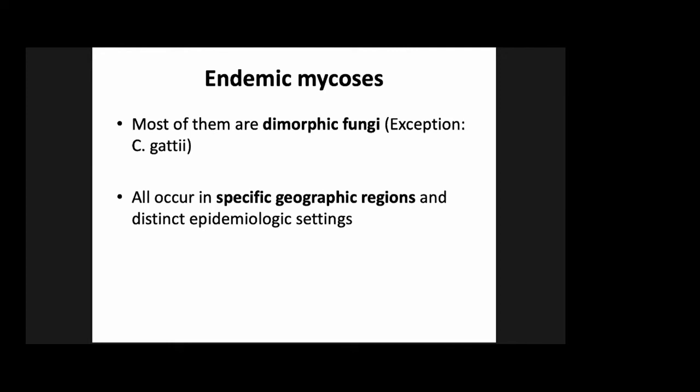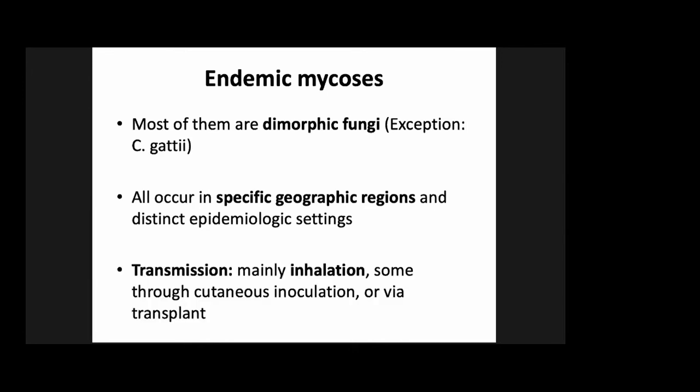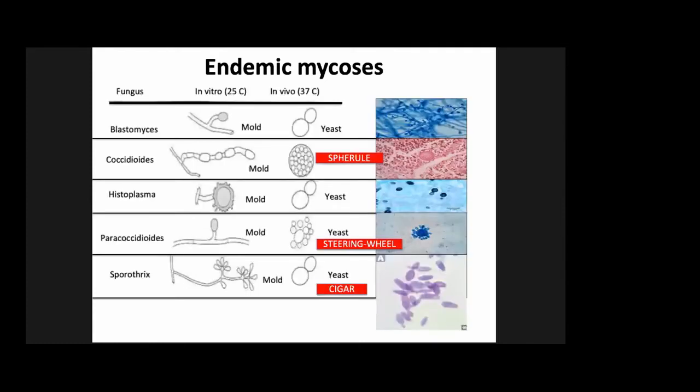are usually found in specific geographic regions with certain types of soils and certain types of seasons. The transmission of these fungi is mainly through inhalation. However, some of them can be transmitted through cutaneous inoculation or via transplant. So this is just to see some general pictures of the endemic mycosis in their different phases.